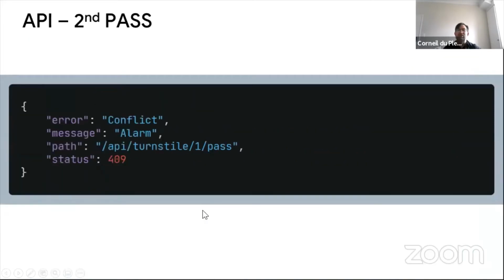If I send another pass event, which is not normally available through the front end, but I did this on the command line, you can now see a different response. This was an error response, 409, which means there's a conflict, and the message is alarm, and the path initially was this. So the front end can now represent that error if it needs to. So in the case where the front end is misbehaving, you will still get an error.